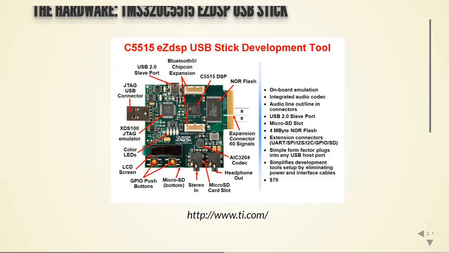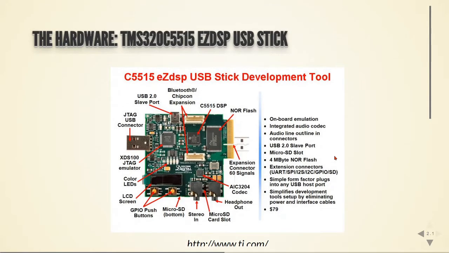We also have another slave USB port. We have Bluetooth expansion, so this is expansion for Bluetooth boards. We have an expansion connector for 60 signals to access different pins on the DSP. So we have extension connectors for UART, SPI, I2S, I2C, GPIOs. We have the micro SD card underneath. We have some push buttons, LCD screen, some color LEDs, and this is more or less what we have on the board.